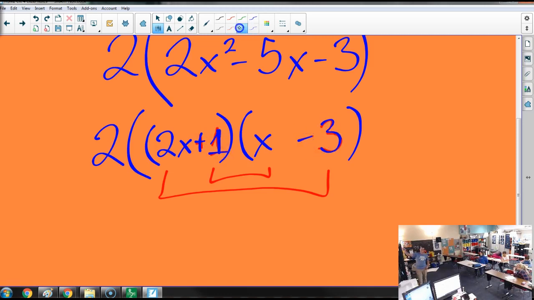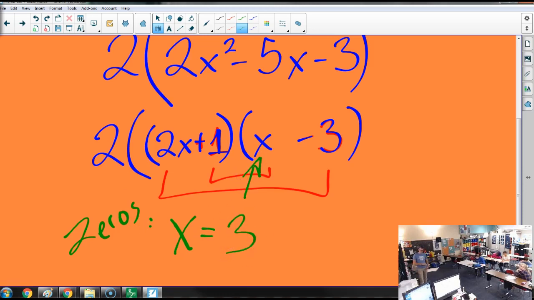Which means our zeros, sorry, that Z looks kind of weird, is x equals 3 is the easy one, or negative 1/2. And here's the sweet thing. This 2 doesn't impact our zeros. Because if we have 0 inside of here, 2 times a 0 doesn't matter.